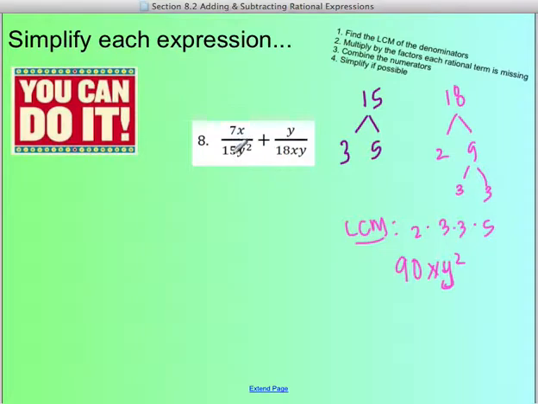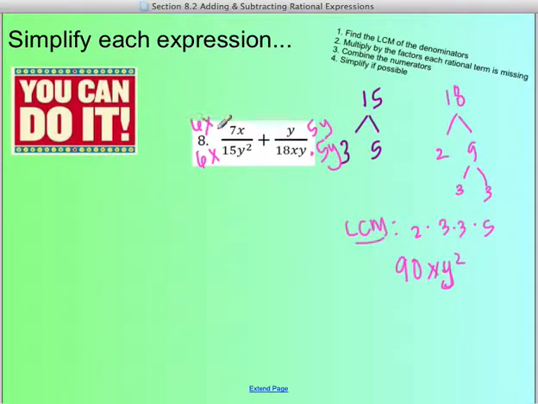In order to get 15 to 90, I would have to multiply it by 6. And if you didn't know, you would just take 90 divided by 15. So I'd multiply by 6. And I need to have xy squared, so I have to multiply by 6x. If I do it to the denominator, I do it to the numerator. Over here, in order to get 18 to 90, I would take 90 divided by 18, and that would tell me I'd have to multiply by 5. And I need to have xy squared, so I'm going to have to multiply by 5y.